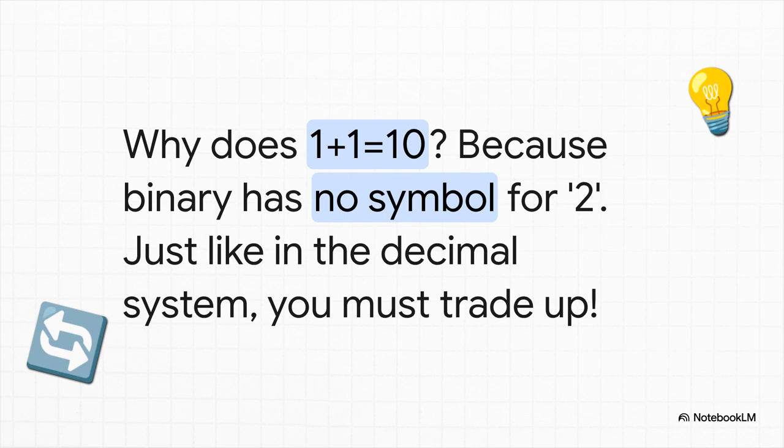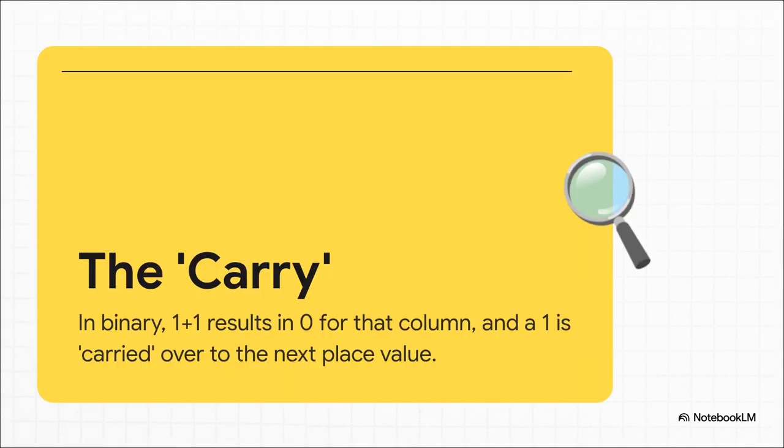Just think back to our coupon rule. The binary system has no symbol for the number 2. It doesn't exist. The only symbols you're allowed to use are 0 and 1. So the second you get 2 1 coupons, you've broken the rule. You have to trade up. Right, and that trade-up has a special name. It's called a carry. You trade your 2 1 coupons for a single 2 coupon. So the result in the ones column becomes 0, and you carry a 1 over to the twos column. 1 plus 1 equals 0, carry the 1.